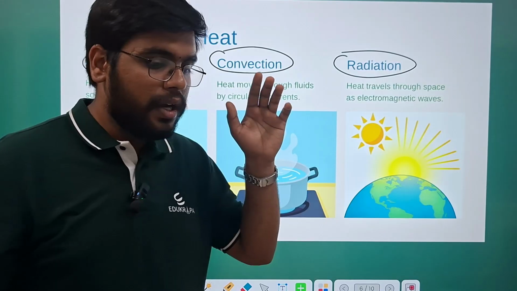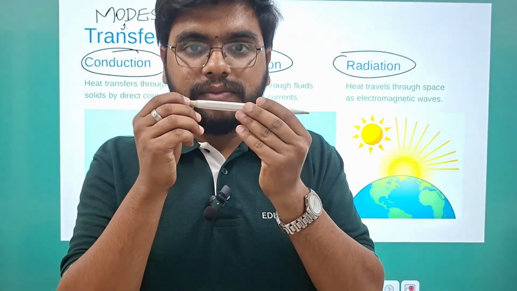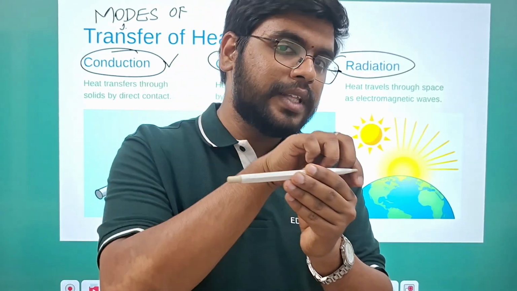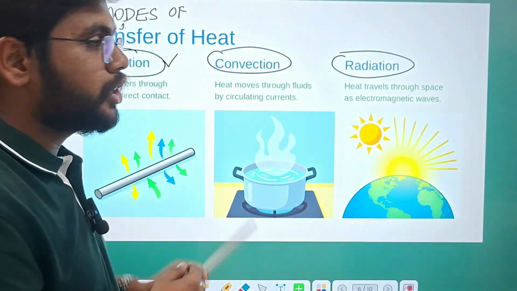If you directly contact a solid object with heat, it catches heat in one end and it transfers to the other end. This is conduction. Heat moving through a solid object is called conduction.